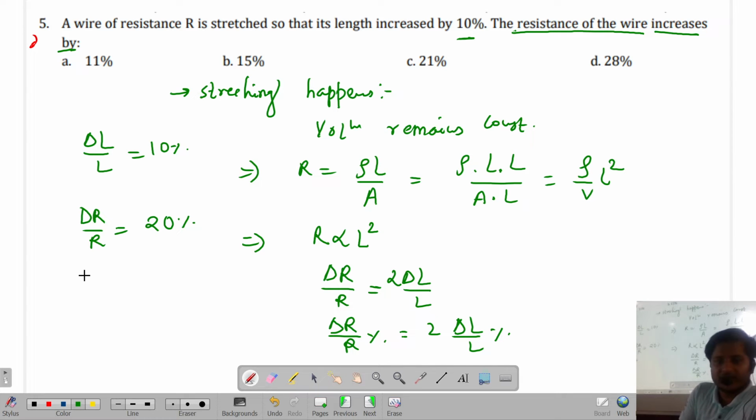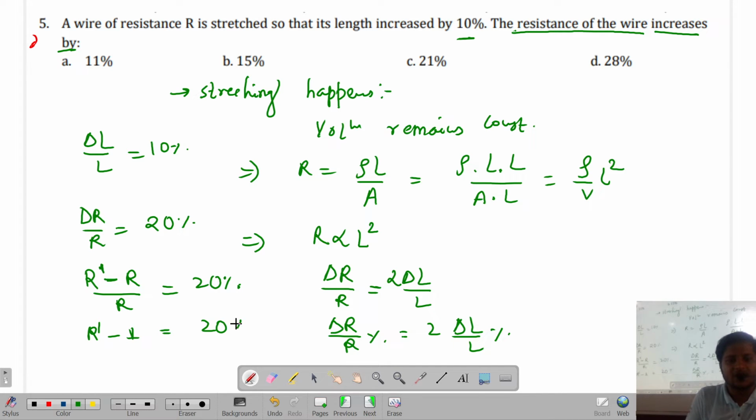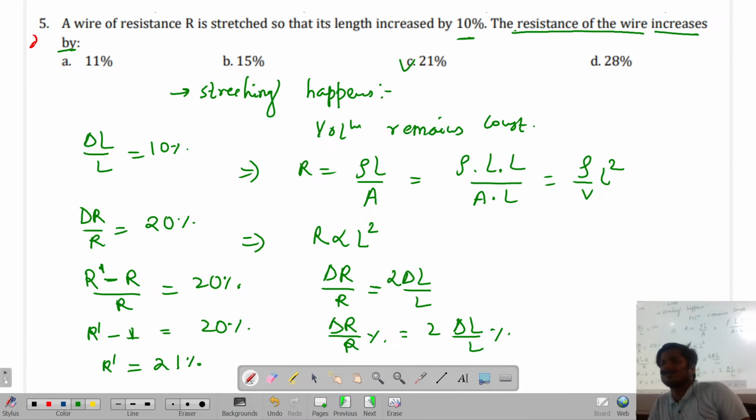Delta R is nothing but the new resistance minus the initial resistance, divided by the initial resistance, or not? That is equal to 20%. Got it or not? Everyone tell me, Chandrasri, are you able to understand or not? Now what I can do? I can write R prime minus 1 is equal to 20%. So R prime is nothing but 21%. So the new resistance which you are going to get is equal to 21%. Are you able to understand or not?